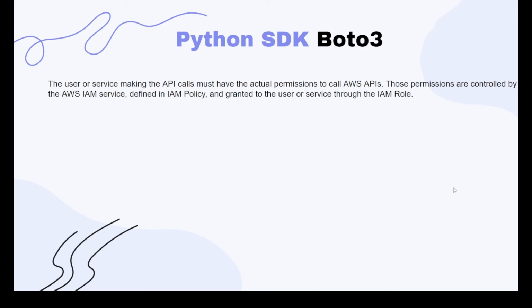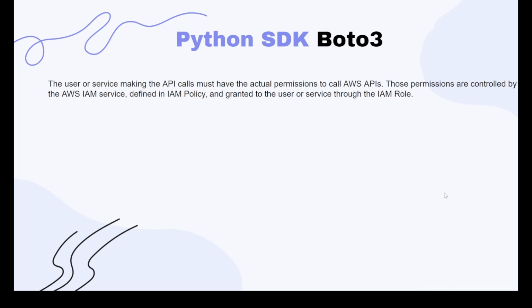So this usage of boto3 needs permissions. The user or the service making the API calls, between AWS services and the user, right? The user wants to create something or wants to delete something. This is a request through boto3. It's an API call, and these API calls must have the actual permissions.